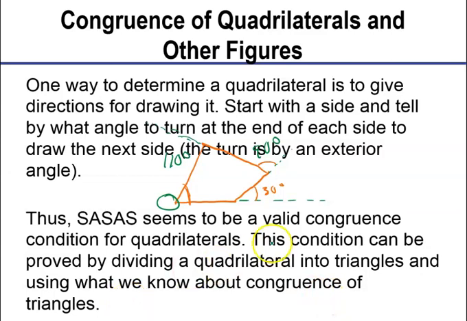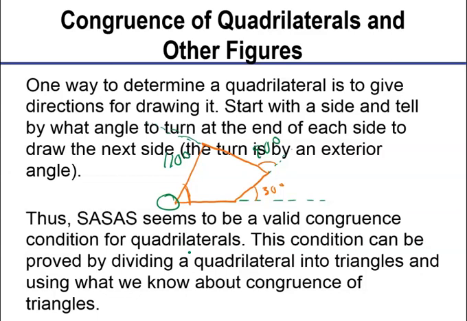So this could turn into a proof as well. I'm not going to do it. I'm going to spare you that. You've looked at a lot of proof in this section, but it's an interesting topic to show that side, angle, side would prove congruence of a quadrilateral. We've done all of our congruence with triangles, right? Okay, so let's wrap up this topic and let's move on to some homework.